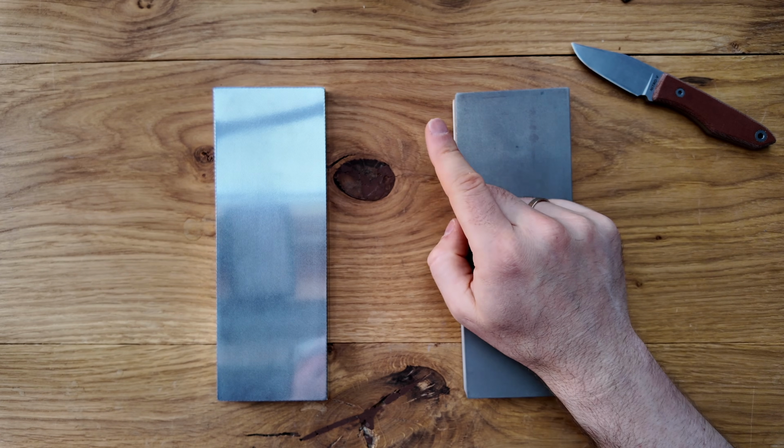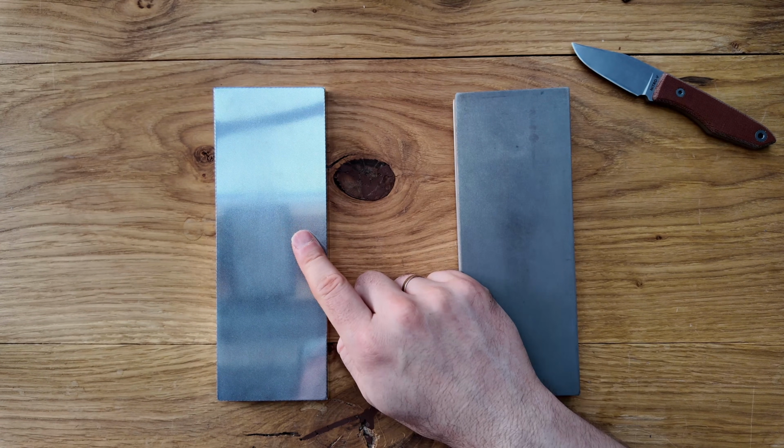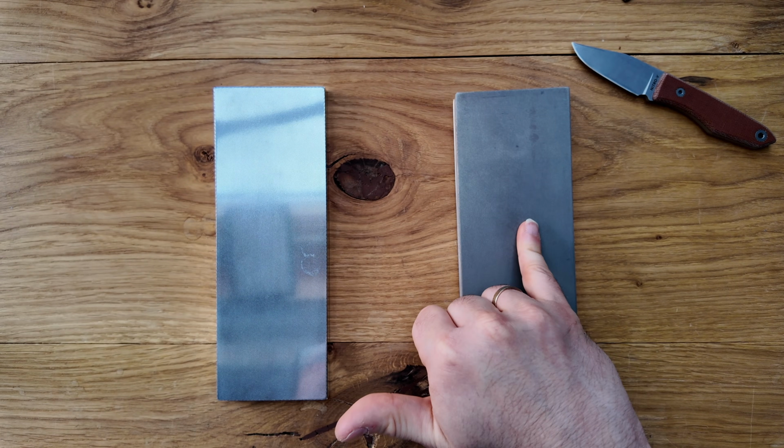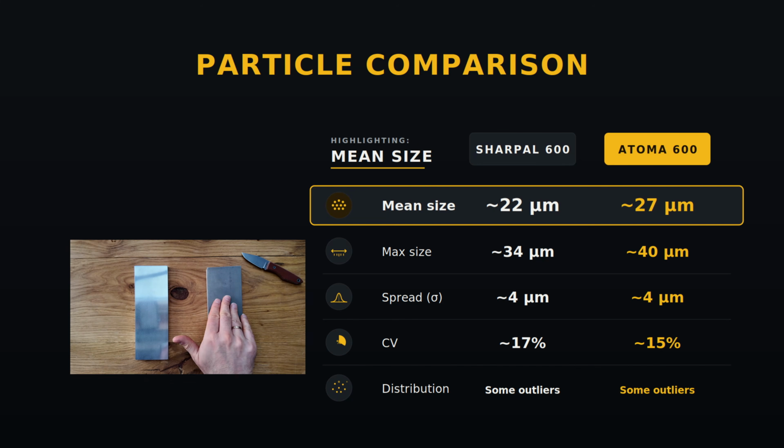First, the size. The Atoma is larger, it has a higher mean, higher maximum, and the Sharpal is smaller. That is the size difference between them. The Sharpal has a mean of 22, and the Atoma has a mean of 27. So neither stone is right or wrong, they just operate at different scales.